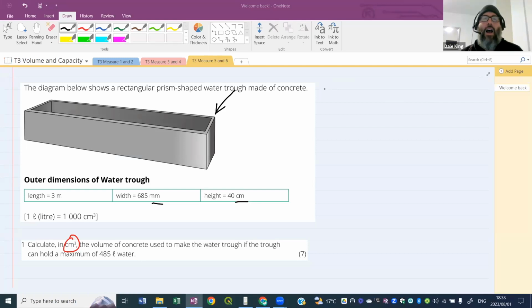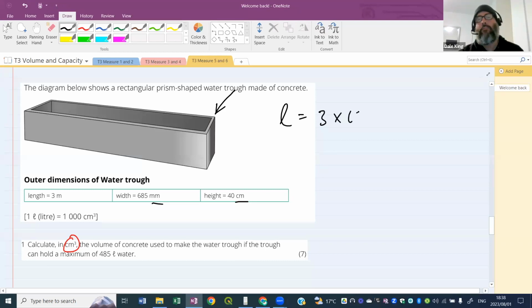Okay, let me start. So we have to convert the meters and the millimeters. So you have to say 3 times 100, which is going to give you 300 centimeters. Yes, so 3 meters times 100. Convert everything first to centimeters. So that's 300 centimeters. All right, with you, what's next?